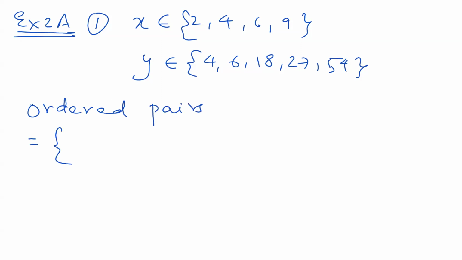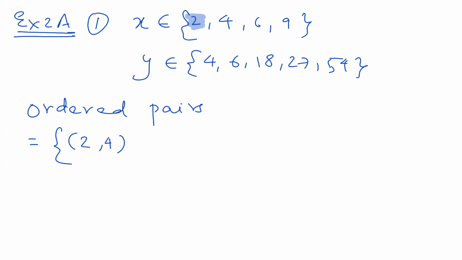For the first ordered pair, we'll target 2 over here. So 2 is a factor of what? Is 2 a factor of 2 itself? Yes, but then it cannot be used. x should be less than y, so x and y should not be equal. So first let us compare 2 with this 4. Is 2 a factor of 4? The answer is yes. So the first ordered pair is (2, 4).